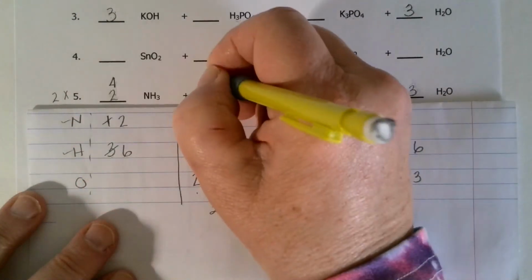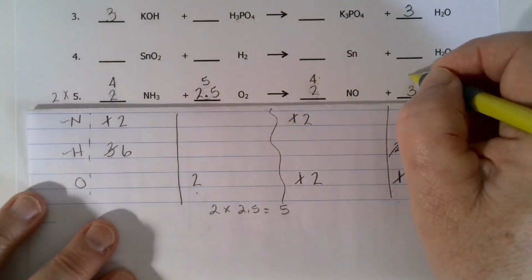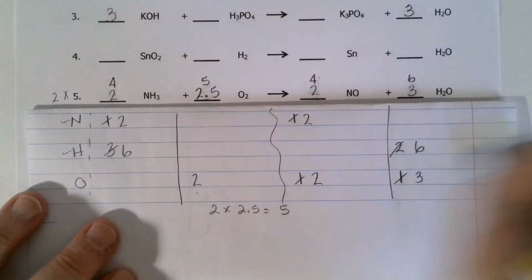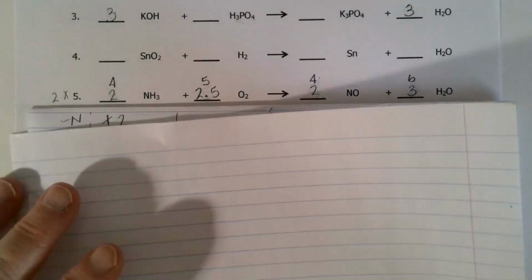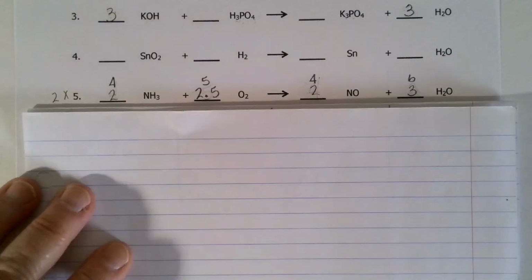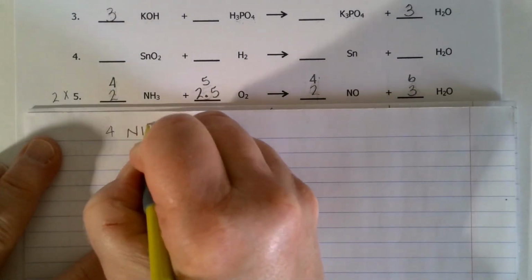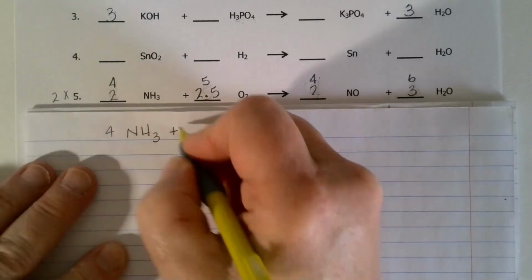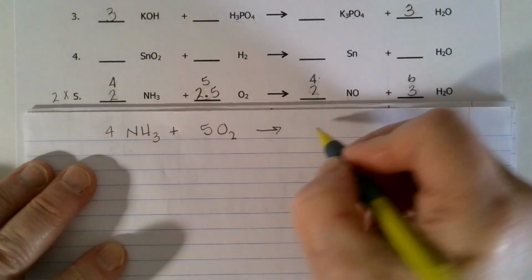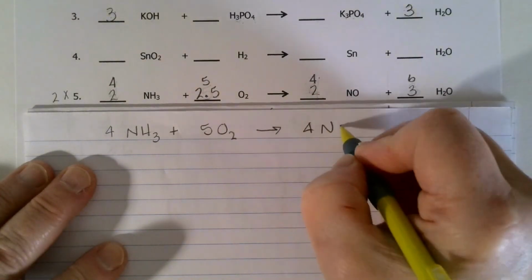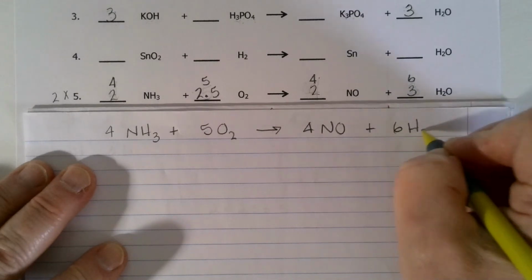4, 5, 4, 6. That means my reaction, my balanced equation, actually would look like 4 NH3s plus 5 O2s yield 4 NOs plus 6 H2O.